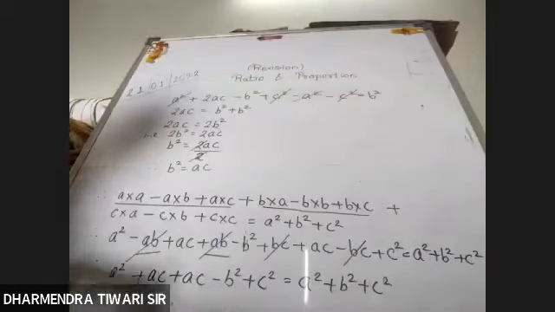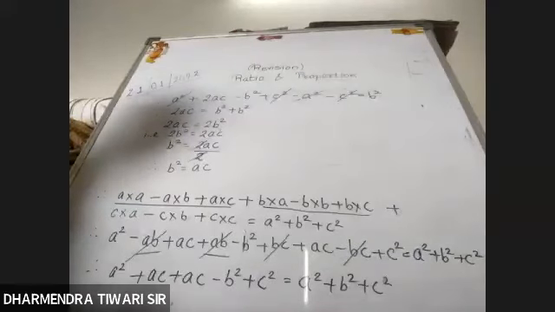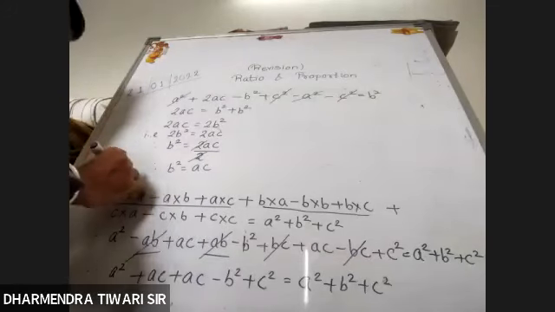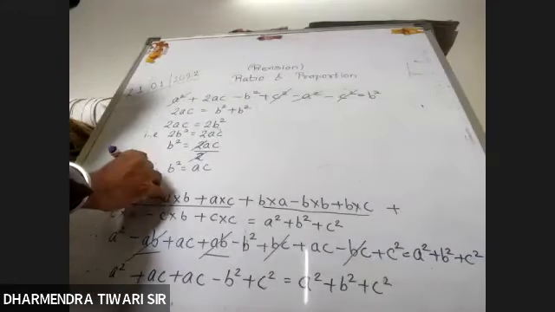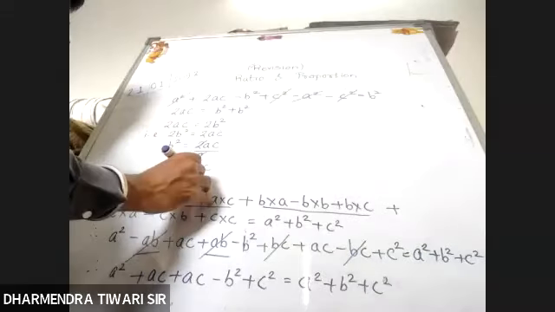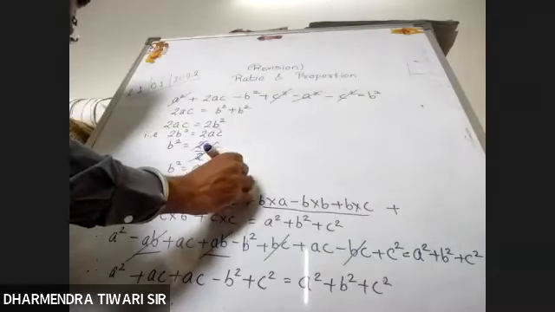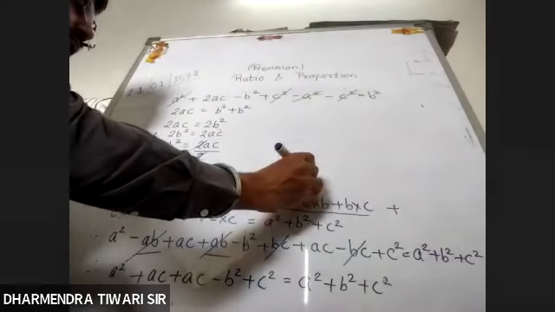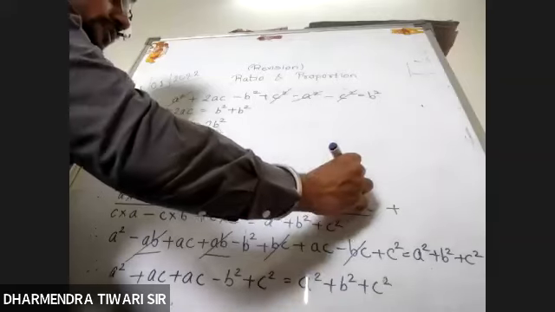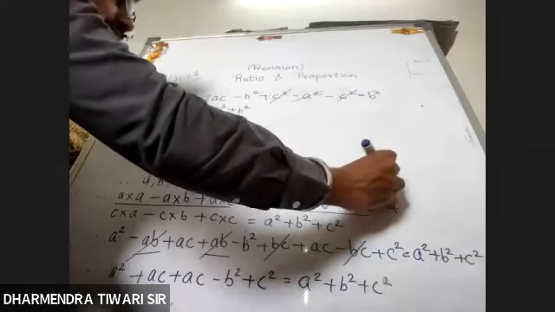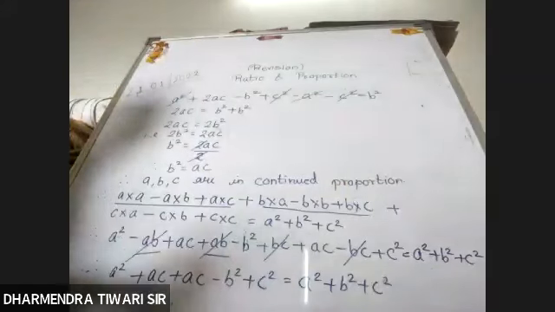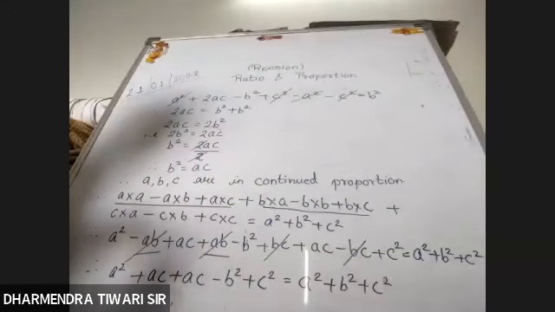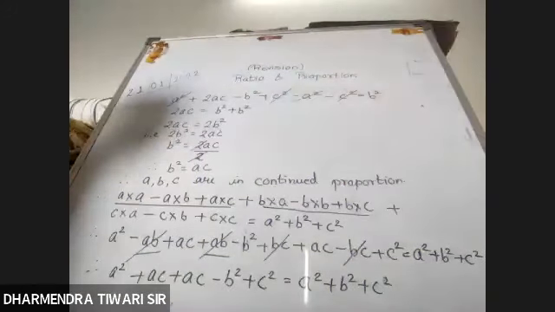And I've told you that once we show that B square is equal to AC, we can conclude that A, B, C are in continued proportion. Hope you have understood this. A, B, C are in continued proportion.